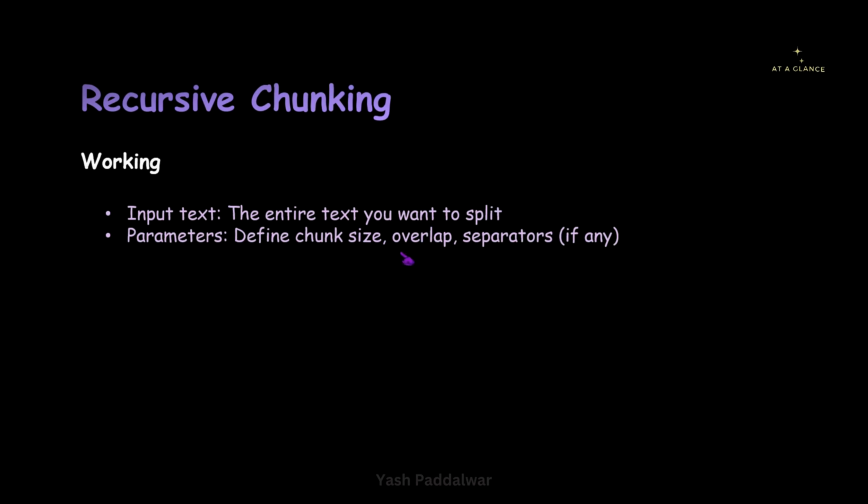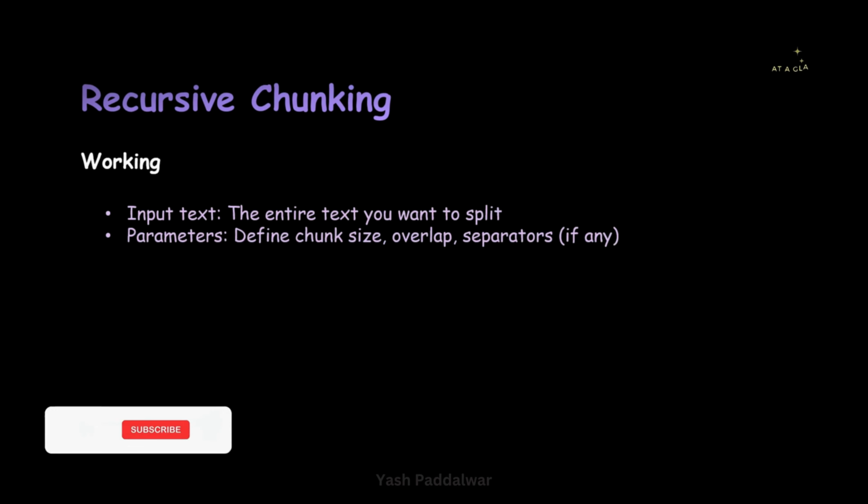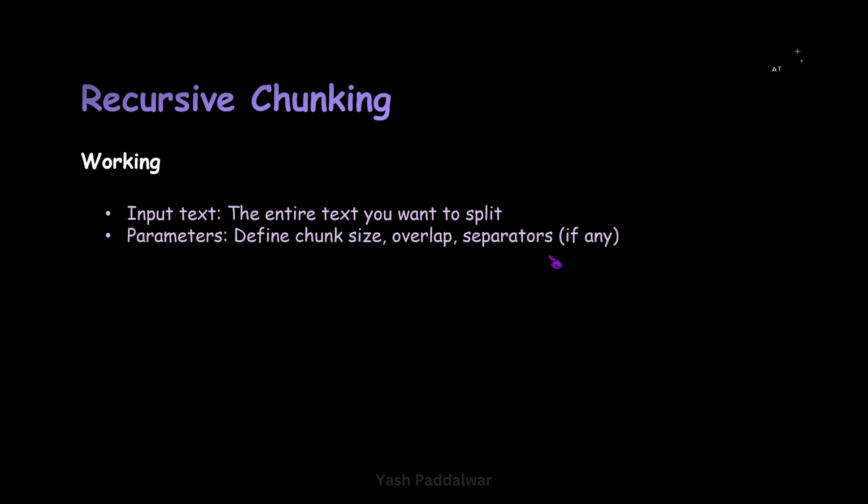Then overlap takes care of the continuity between the chunks. Basically, some last characters from the previous chunk will get repeated as some first characters in the current chunk. So this is taken care of by the overlap. Next, we have separators, which is again an optional parameter. Here, we can define some special patterns that our input might contain, on the basis of which it will create chunks. It will split on the basis of the special pattern that we provide as a separator.